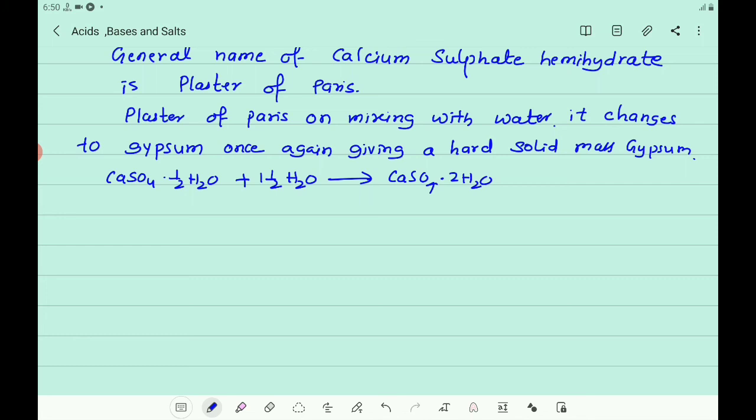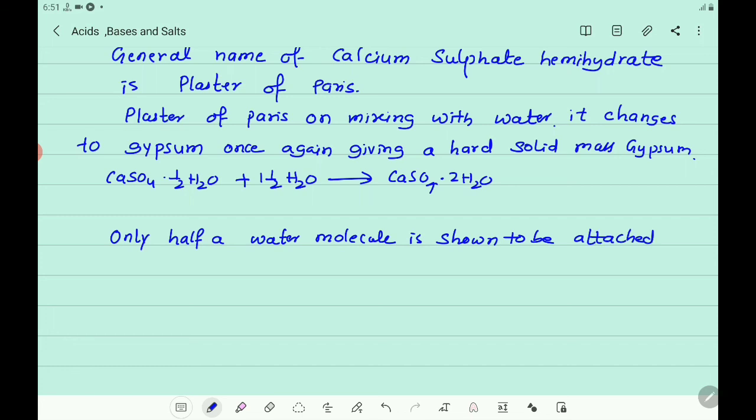So you write: only half a water molecule is shown to be attached as water of crystallization.